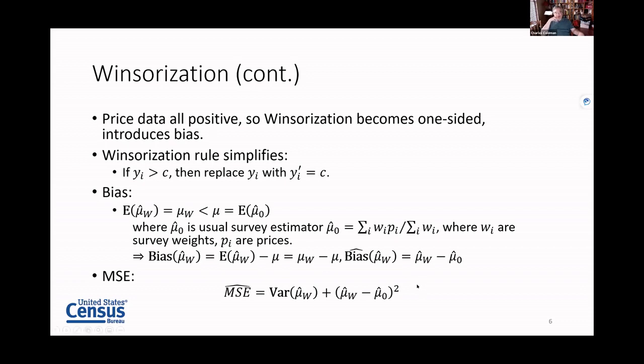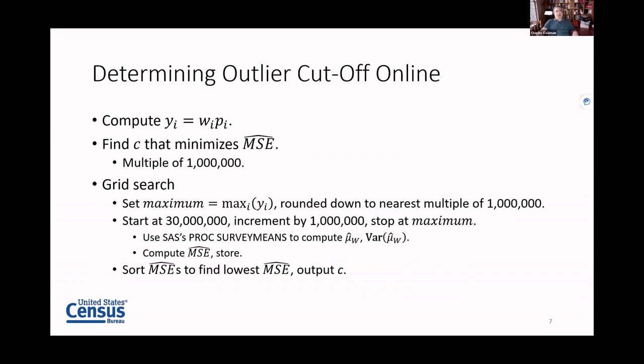So then the estimated mean squared error calculation becomes the variance of mu hat sub W plus the square of the difference of the two means, or the square of the bias. Next slide, please. And that gives us our optimization target.